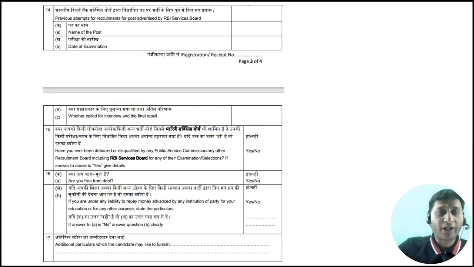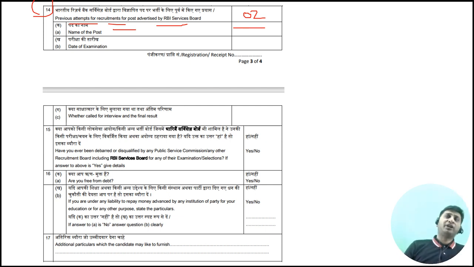Then point number 14 is about previous attempts. If you have given any previous attempt for recruitments by RBI Services Board, say you have appeared in the RBI Grade B exam or RBI Assistant exam or any other exam conducted by RBI Services Board, you have to write the number of attempts previously you have done. So if it is say 2, you write 02 here. Name of the post you write. If you have given RBI Grade B and RBI Assistant both, then write RBI Grade B and RBI Assistant.